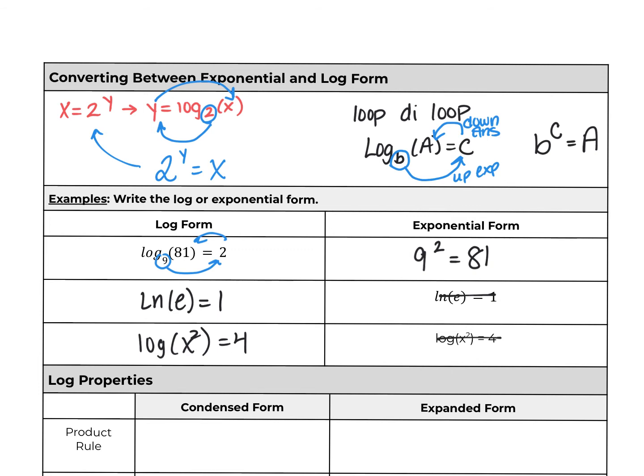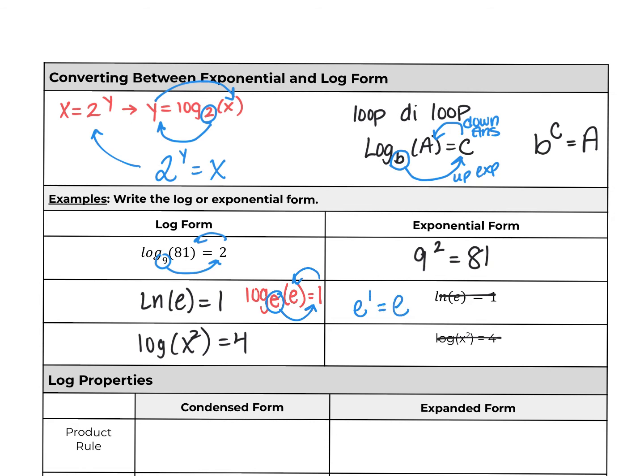So the first thing you may want to remember is that ln of e is the same thing as saying log base e. So log base e of e equals 1. So we're going to circle, start at the base, jump up to the exponent, and come back down to the answer. So e to the first equals e.